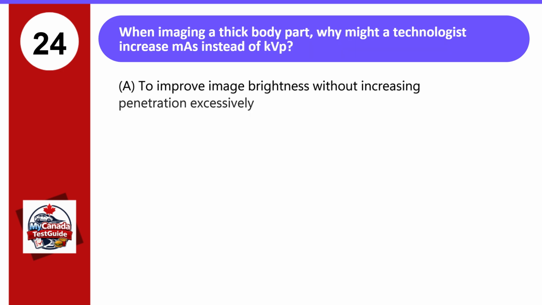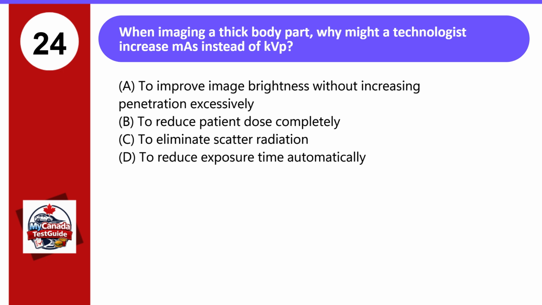When imaging a thick body part, why might a technologist increase mAs instead of kVp? A. To improve image brightness without increasing penetration excessively. B. To reduce patient dose completely. C. To eliminate scatter radiation. D. To reduce exposure time automatically.